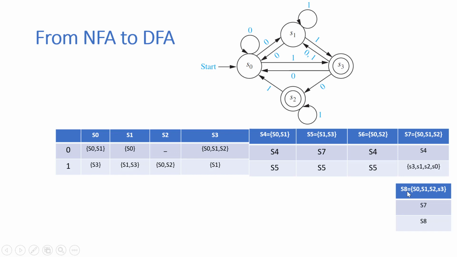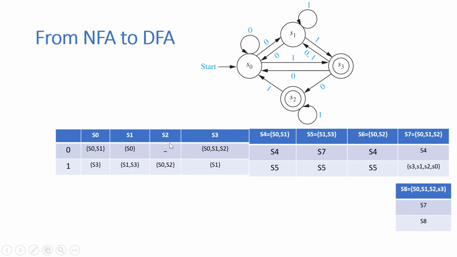So what happens when you're in S8? Let's take a look. In S8, which is S0, S1, S2, S3, if you get a 0, you take the union of all these states. That gives you S0, S1, S2, which is called S7. Now, if you take the union of these for the other input, you get S0, S1, S2, S3. That's called S8. Notice that we didn't get any new states.